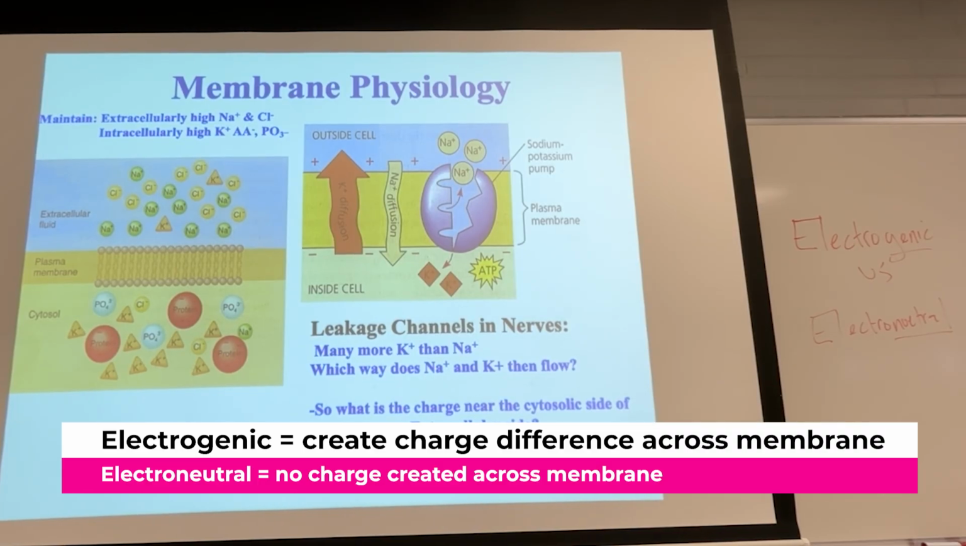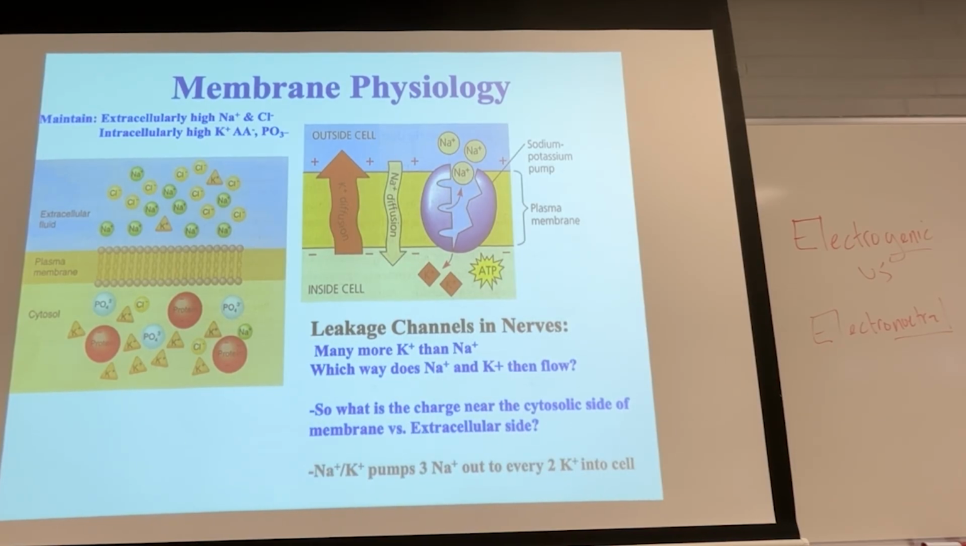So what does that mean? You've got to pump more ions out on one side than you bring in, or vice versa. So with the sodium-potassium pump, we pump 3 sodiums out to 2 potassiums in. So we're pumping more positive charge out than we're bringing in, right?